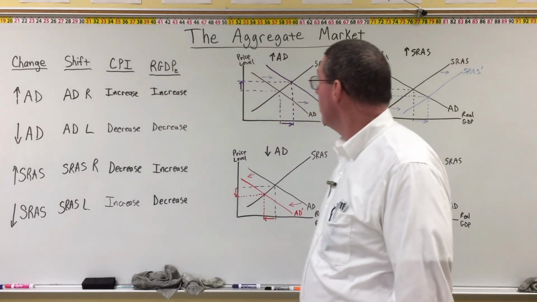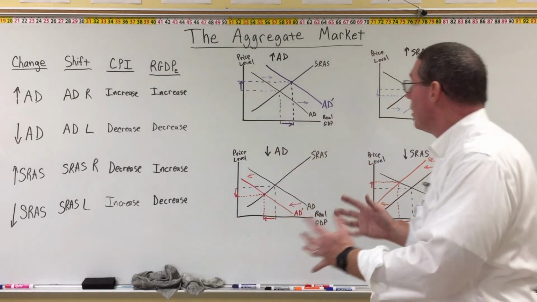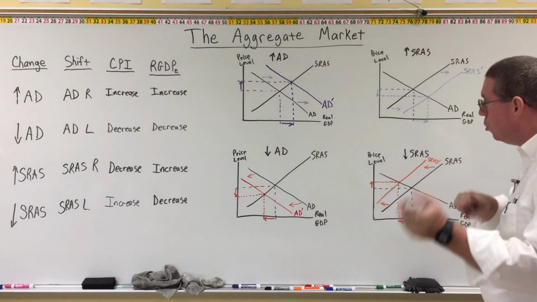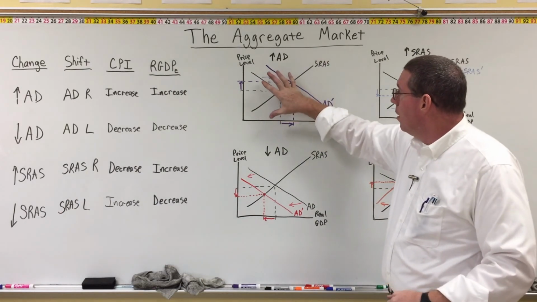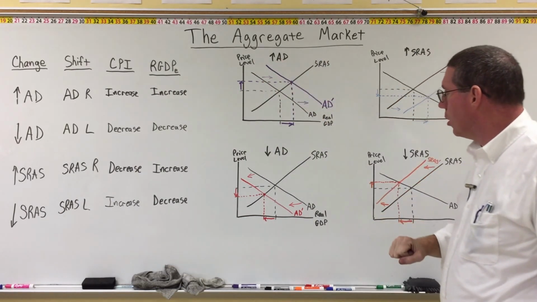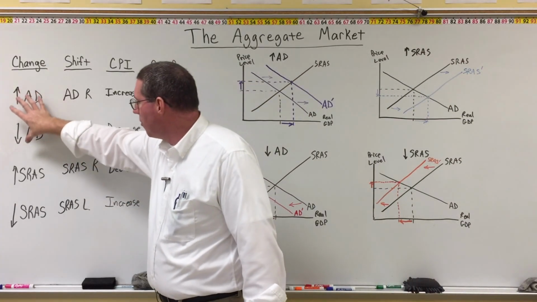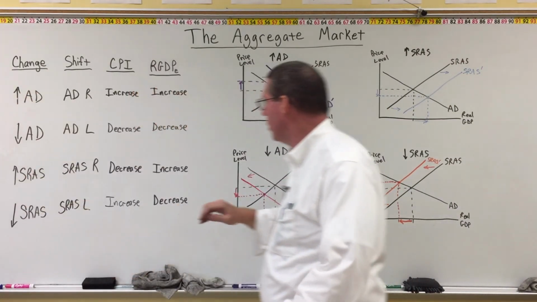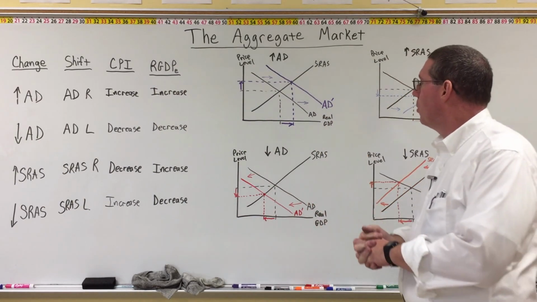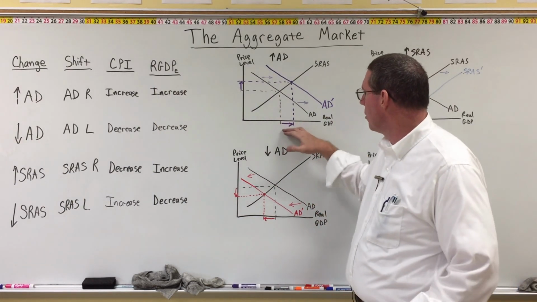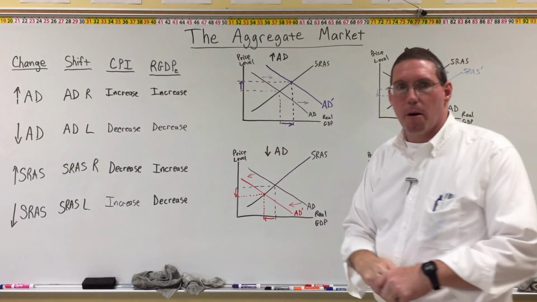All right, so this is everything that you need to know about the dynamics of the aggregate market. You should be able to produce a graph of the aggregate market, and if I ask you to tell me what happens when either aggregate demand or short-run aggregate supply changes, you should be able to tell me what happens to real GDP, equilibrium real GDP, and also to the price level, CPI.